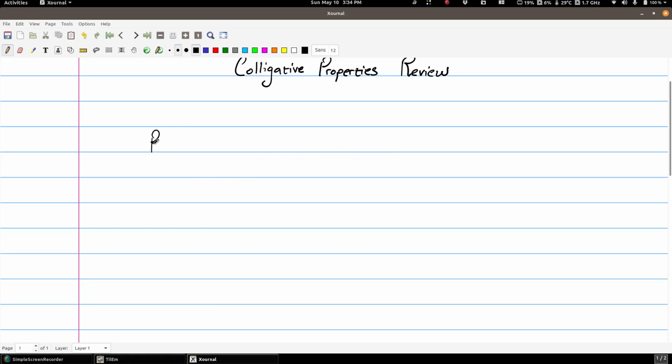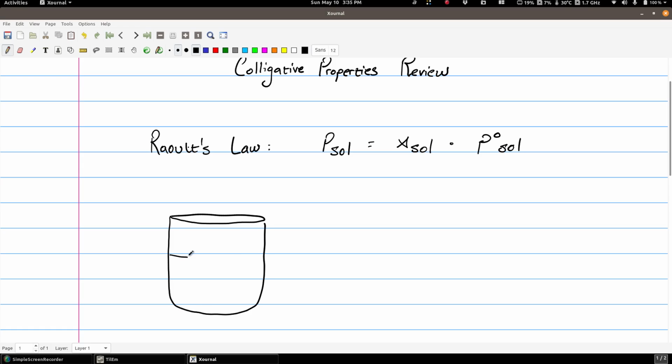First things first, Raoult's Law. The overall idea is that the pressure of a solvent is equal to the mole fraction of the solution times the vapor pressure of the pure solvent. What that means is, say you had, I'm going to use water because it's easy, as there's a lot of tables on this and I have it right in front of me.